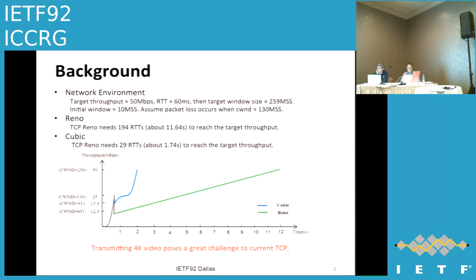And we can see that TCP Reno may need 194 RTTs to reach the target throughput. The target throughput is 50 Mbps. And for Cubic, it needs about 229 RTTs to reach the target throughput. So from the results, we think that transmitting 4K video poses a great challenge to the current TCP. And next, please.